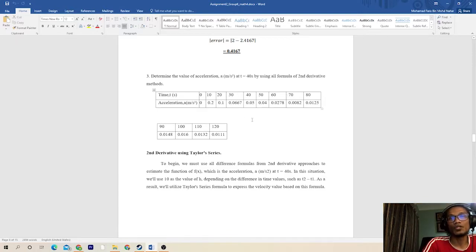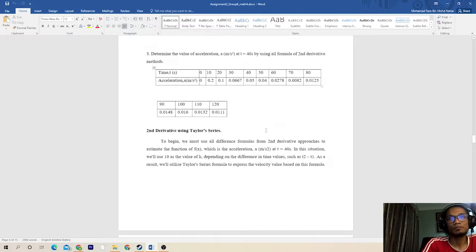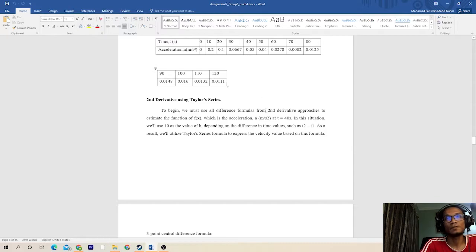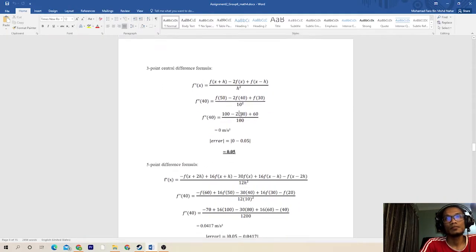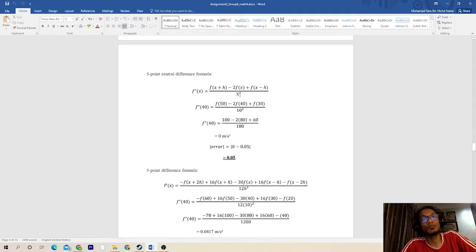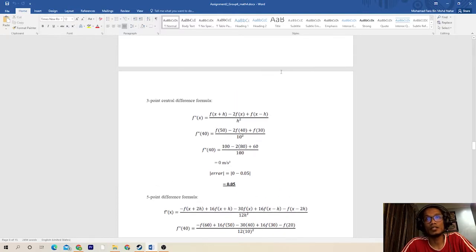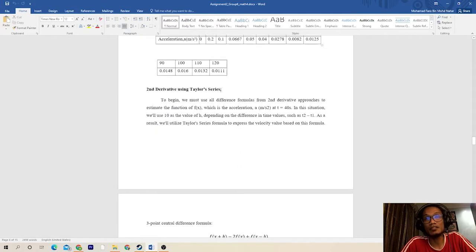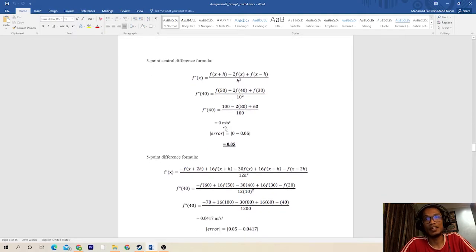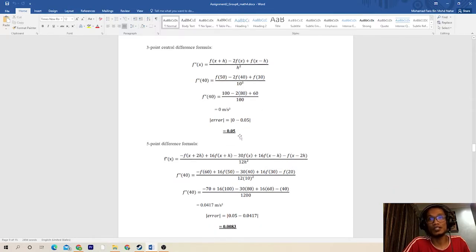For the second derivative, we use time against acceleration. This is our acceleration table, but it's a bit longer. On our 3-point central difference formula, we use f(x) at 40 and h is still 10 because there are no changes. From this formula, we obtain 0 meters per second squared, and our error is 0.05.